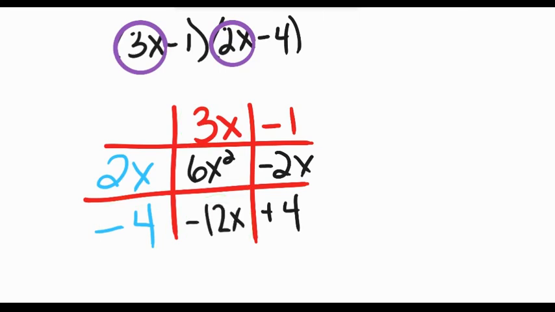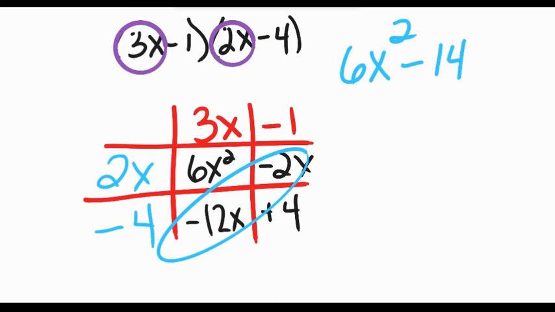And you'll notice that you can combine like terms, right? We have a negative 12x and a negative 2x, and we can combine them. And so we would write 6x squared. Remember, we're going to write it in standard form with the highest degree first. And then we'd combine those two to get negative 14x and then plus 4. And that's how we would do it in the table.